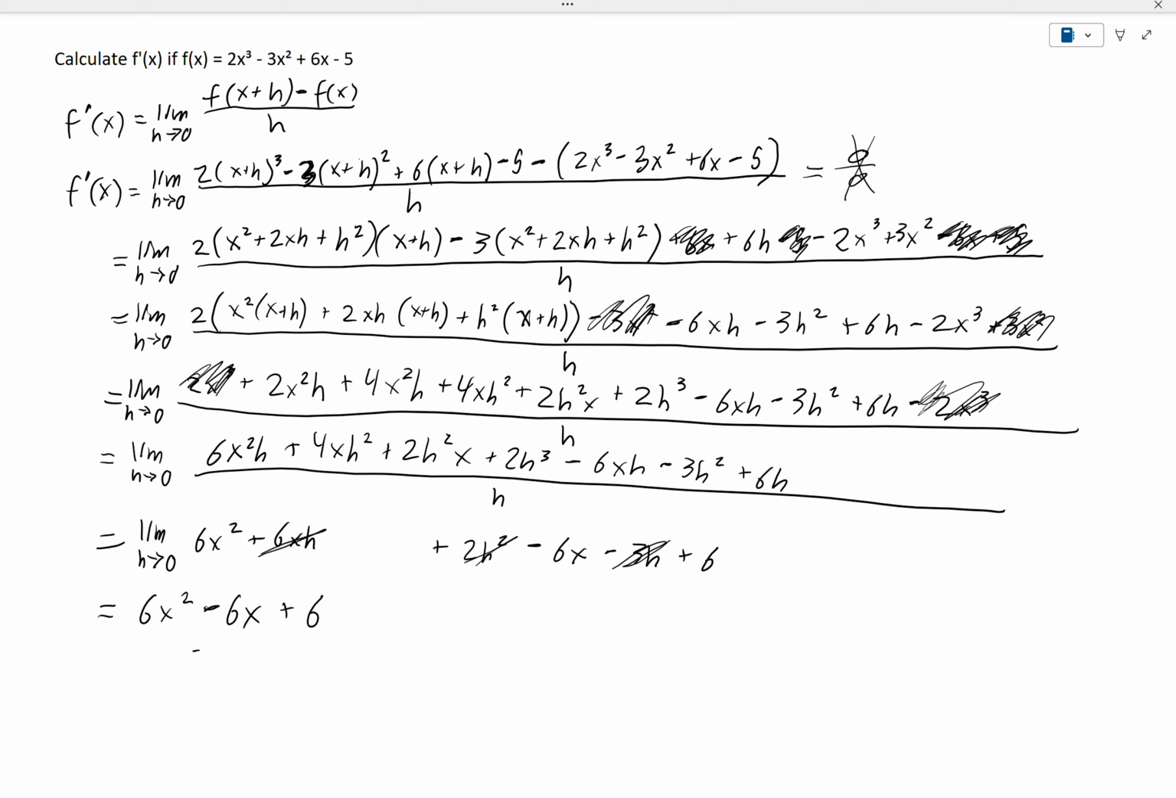So this means that the derivative of f with respect to x is equal to 6x squared minus 6x plus 6. And that is the final answer.